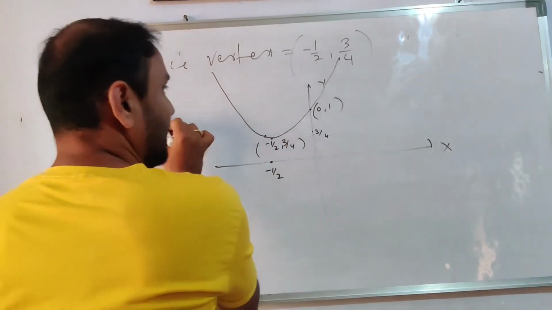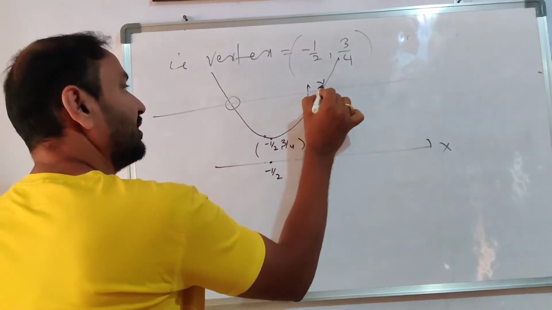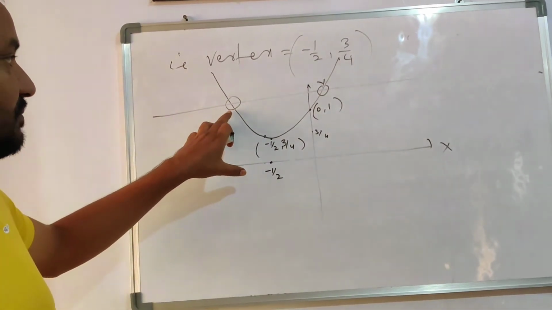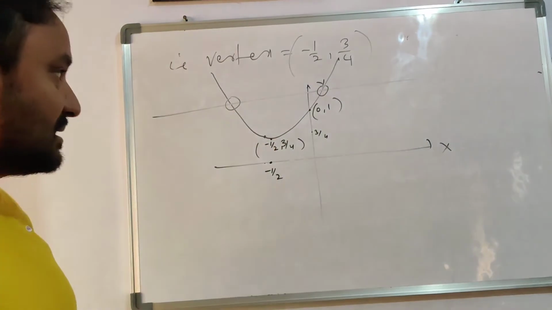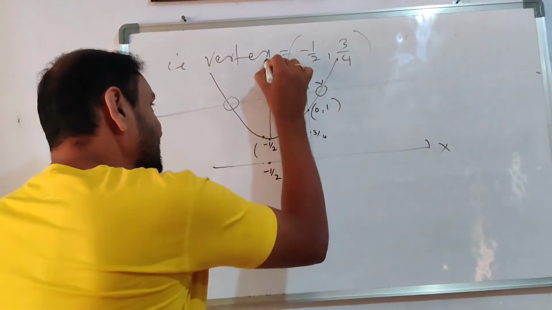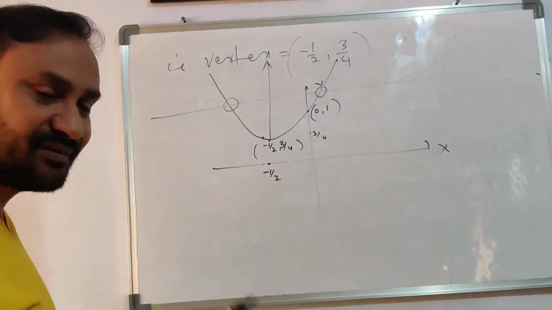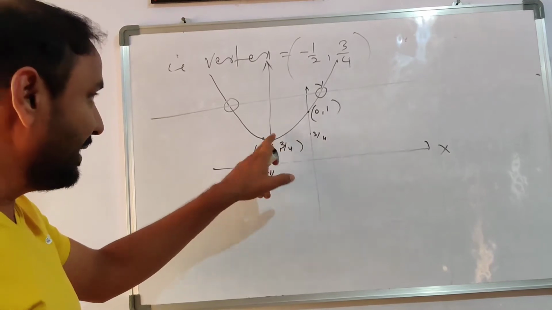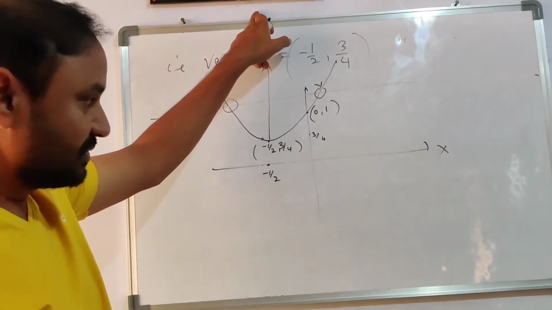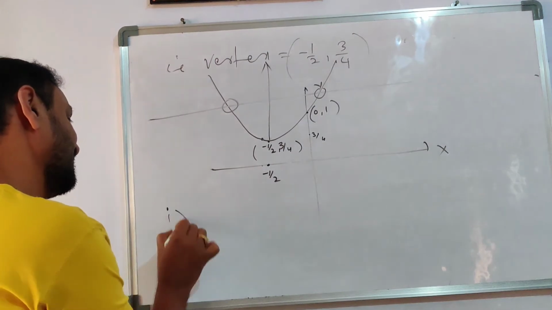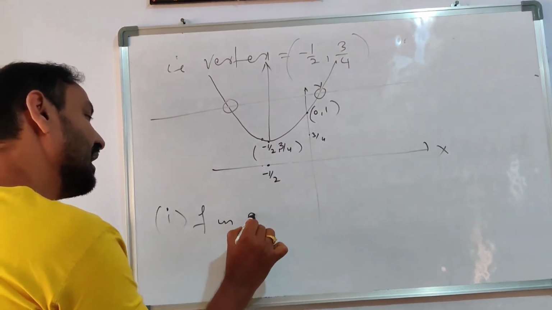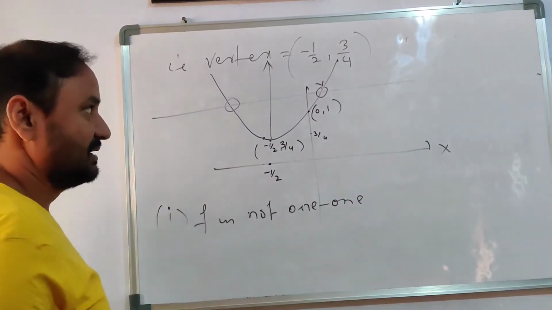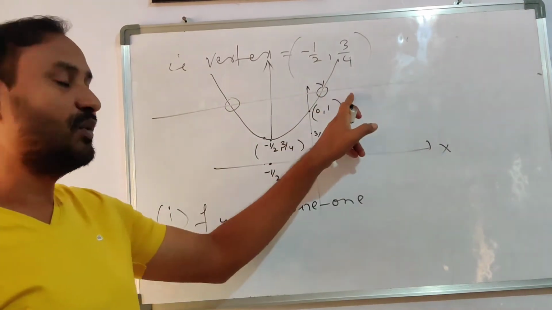So any line parallel to the x-axis intersects the graph at more than one point. It is not one-one. And also observe the range. Range means y values only. What is the minimum value of y? 3 by 4. The maximum reaches plus infinity. So first, f is not one-one, because a line parallel to the x-axis intersects the graph at more than one point.